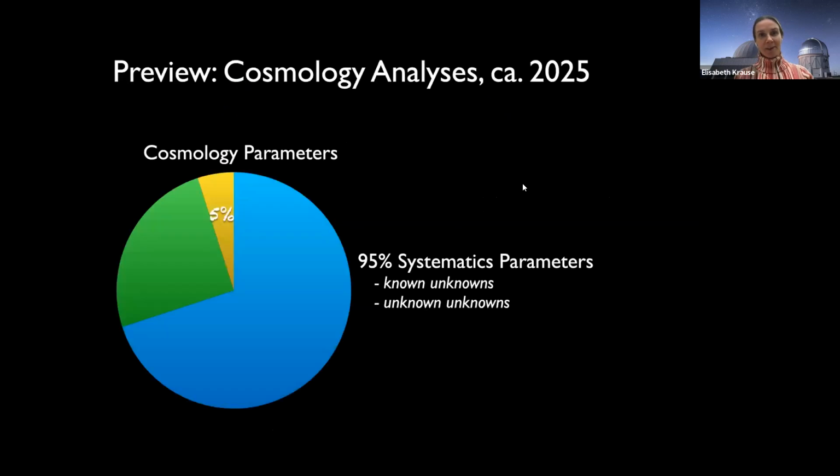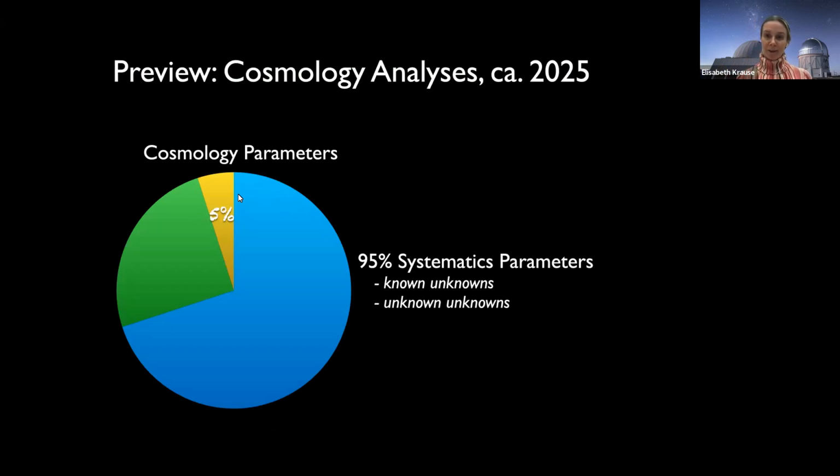With that, let me just start with a preview of cosmology analysis in about 2025, because every cosmology talk needs a pie chart. And I think that cosmology analysis at that point will consist of about 5% parameters, which we know very well. Those are our lambda CDM or extended lambda CDM parameters. And then the remaining 95% of our parameters will be related to systematics.